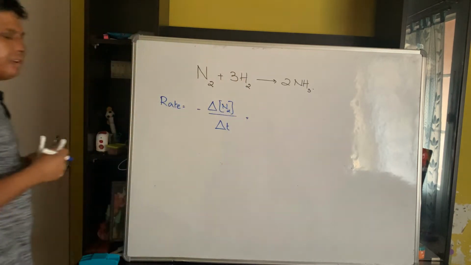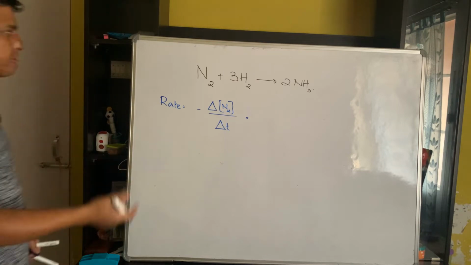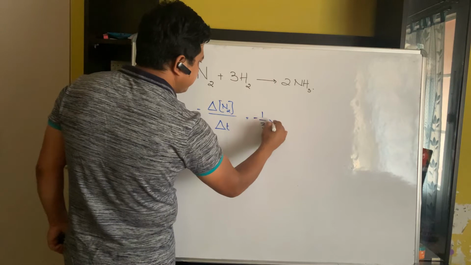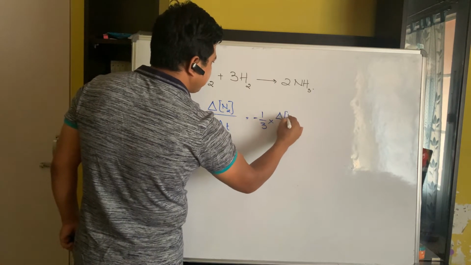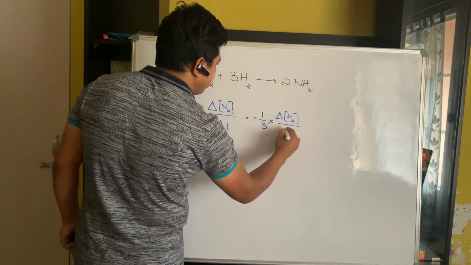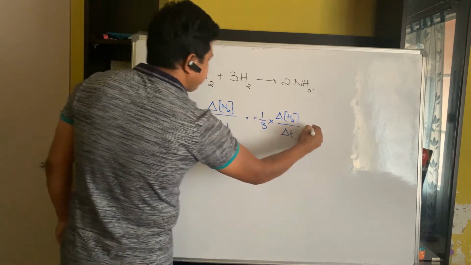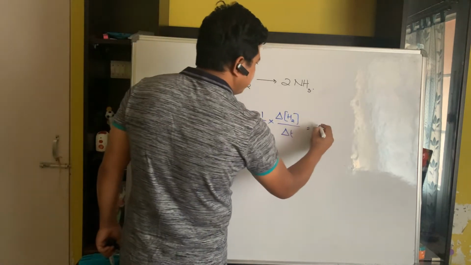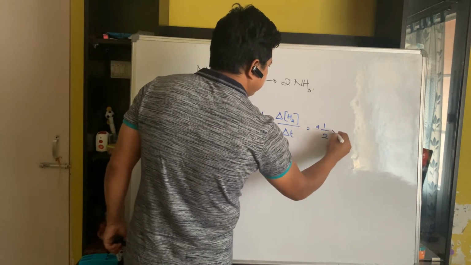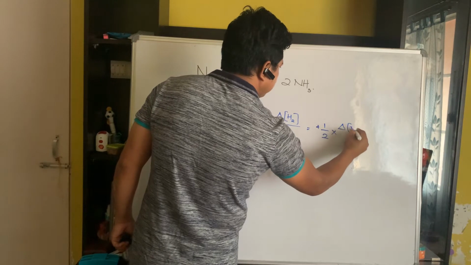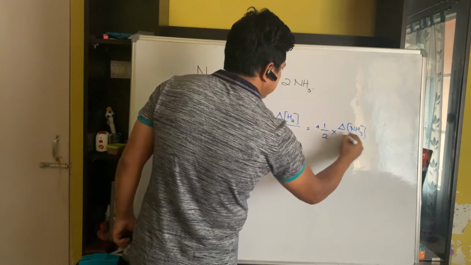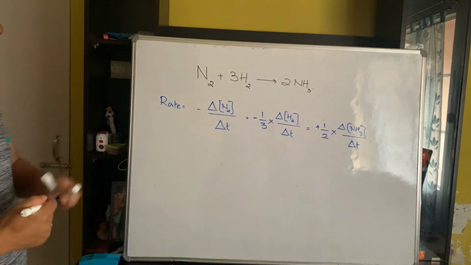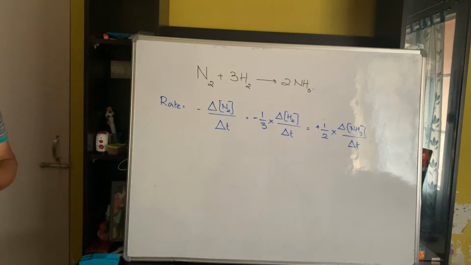Now in terms of hydrogen, what will be the rate of a reaction? What is the stoichiometric coefficient? 3. So it will be minus 1 by 3 into delta concentration of hydrogen divided by delta T. Fine. Now in terms of product ammonia, it is 2. So plus 1 by 2 into delta ammonia by delta T. So this is how we express the rate of a reaction for this particular chemical reaction.